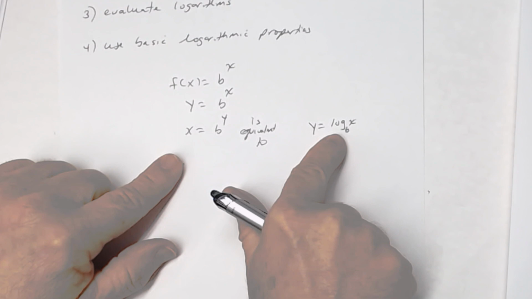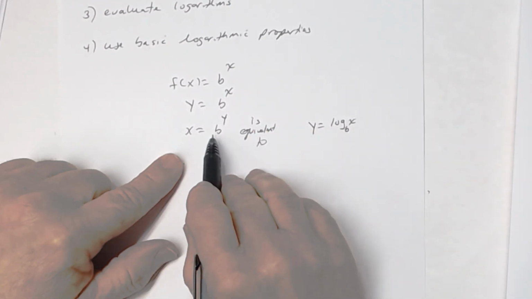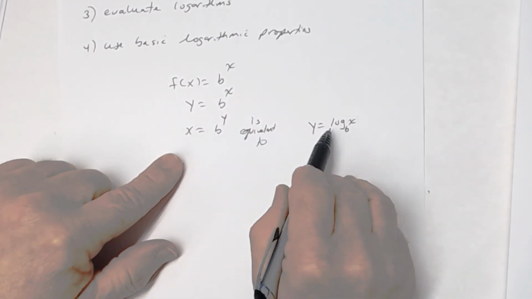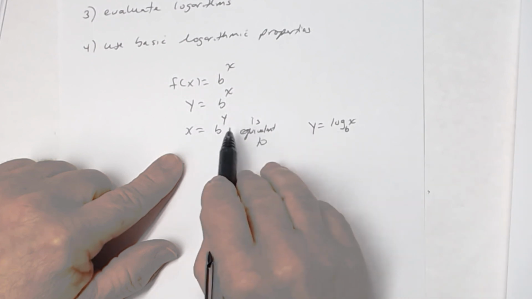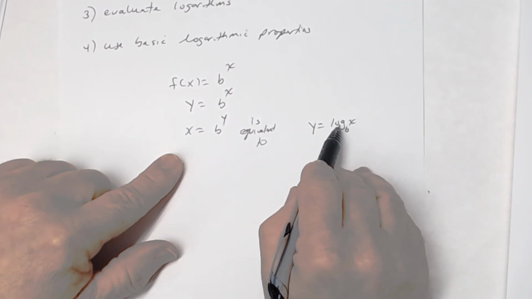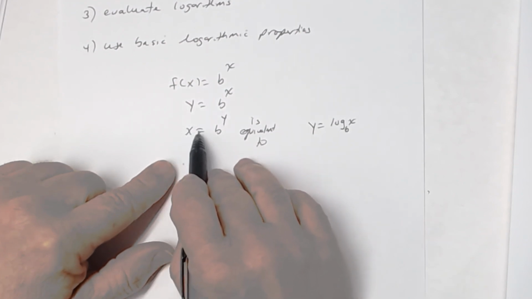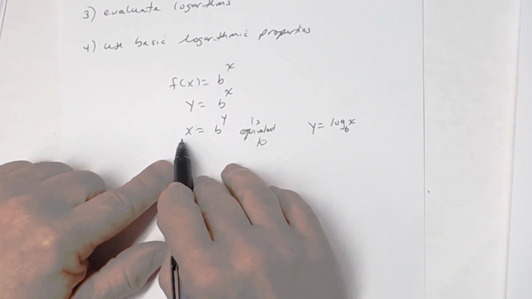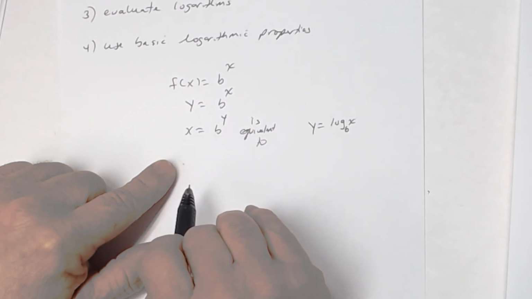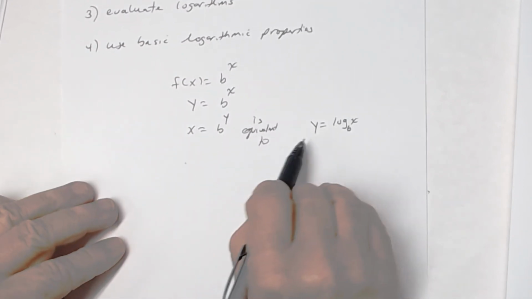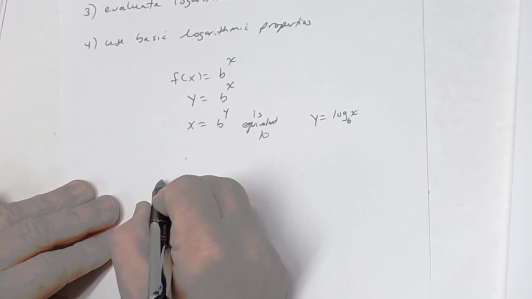Y is defined to be a logarithm. That base here is the base of the logarithm. And the argument, which you're taking the log of, is this variable or this expression or this number, whatever, it could be a number, on the other side. Okay? All right, now this is what's important. So you have to remember this now.